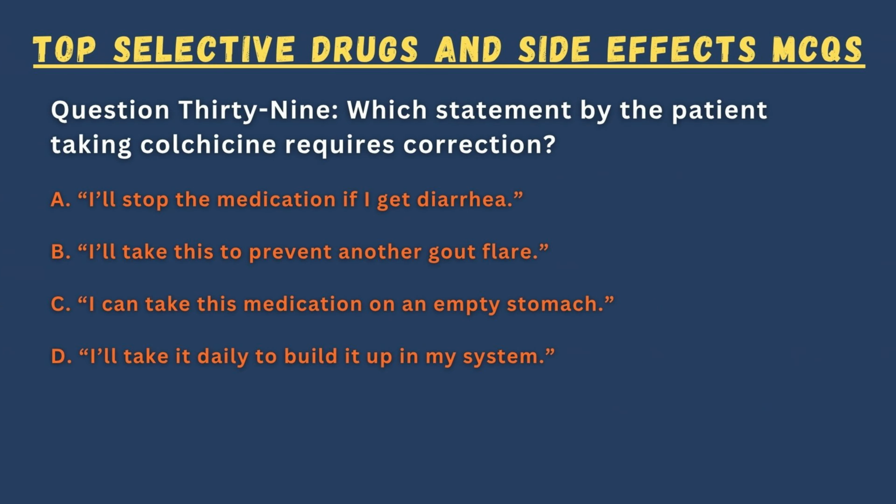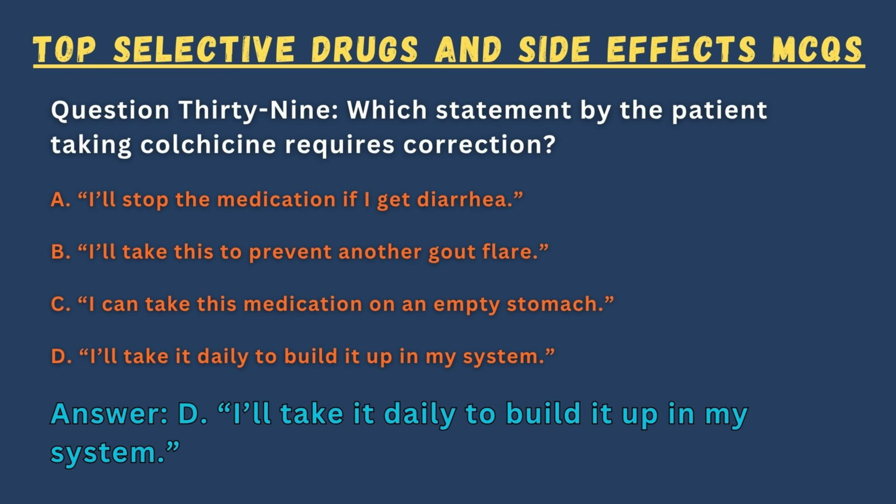Question 39. Which statement by the patient taking colchicine requires correction? A. I'll stop the medication if I get diarrhea. B. I'll take this to prevent another gout flare. C. I can take this medication on an empty stomach. D. I'll take it daily to build it up in my system. Answer: D. I'll take it daily to build it up in my system.